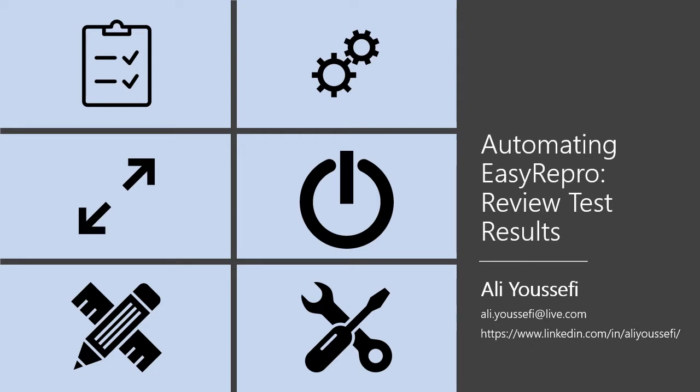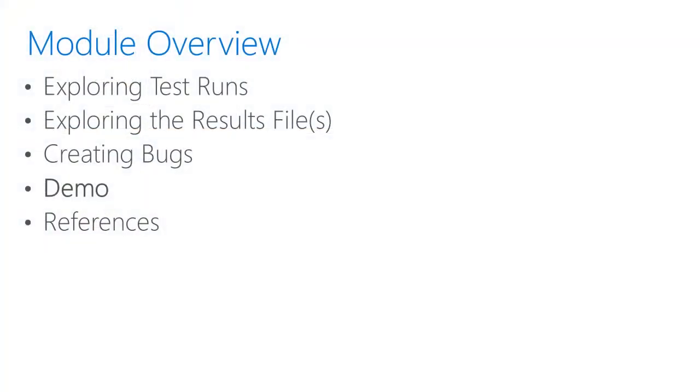In this edition of Automating EasyRepro, we're going to review test results. We'll discuss exploring test runs, exploring the correlating results files, creating a bug from a test run, performing a demo, and leaving with some references.